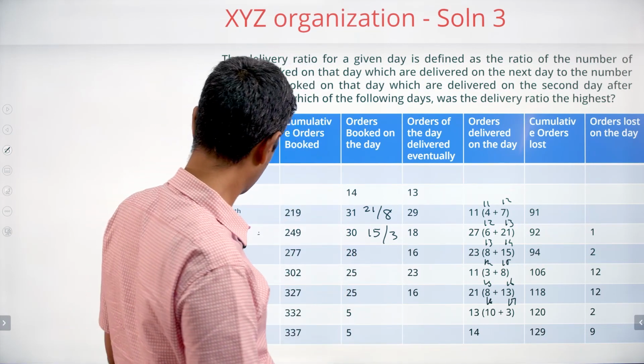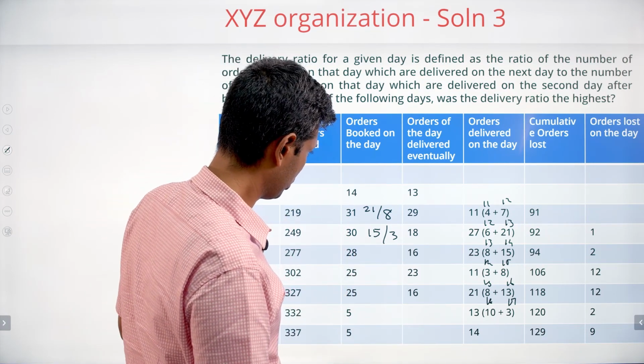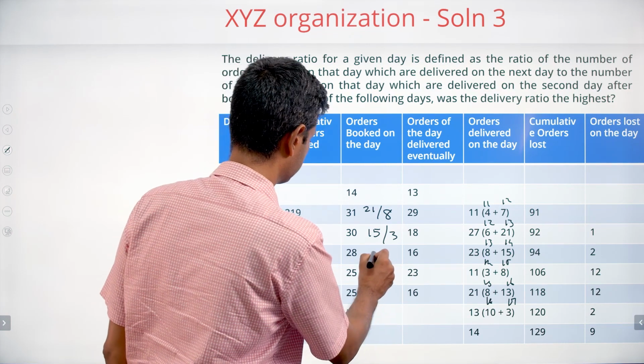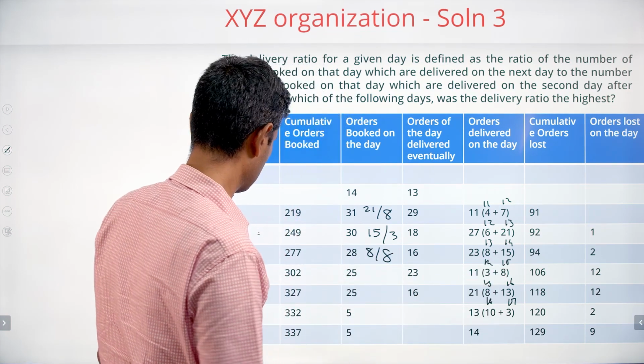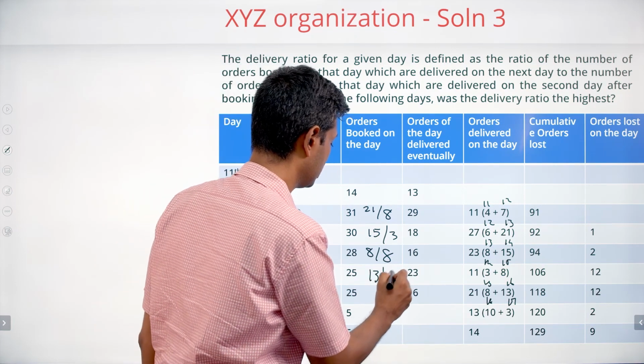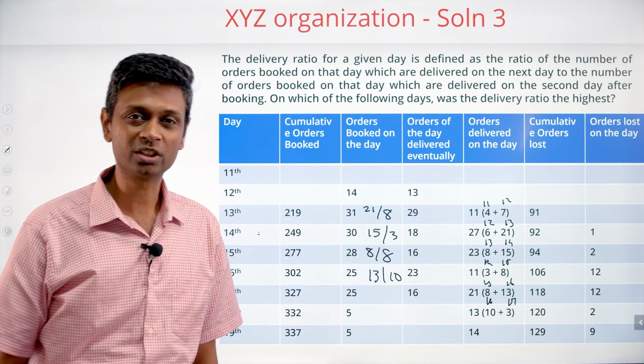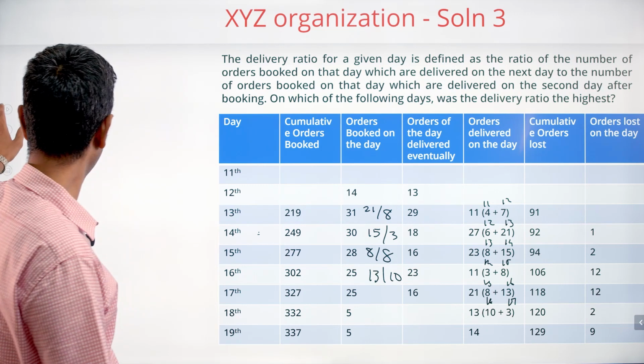Let's look at 15th. 15th would be 8 by 8. That doesn't work. 16 is 13 by 10. Head and shoulders above the rest. 14th is our answer. 15 by 3.